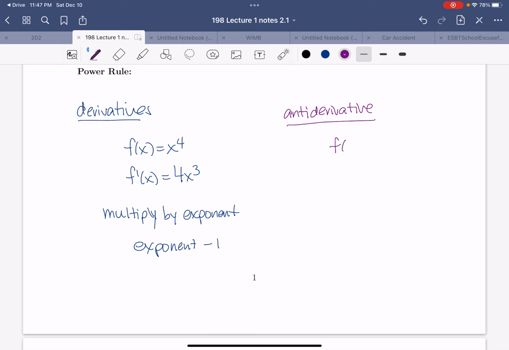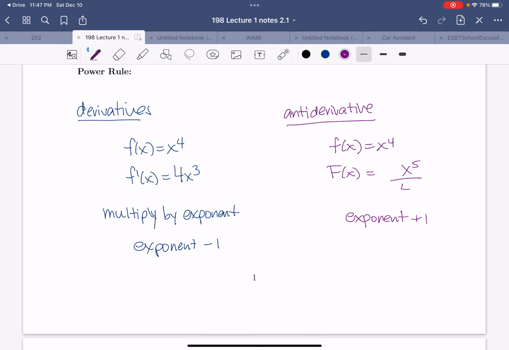So if f of x equals x to the fourth, to find the antiderivative, capital F, I'm going to have to add 1 to the exponent. My new exponent's going to be 5. So we take our exponent plus 1, and then we divide, which is the opposite of multiplying. The question is, do I divide by the 4 or the 5? Keep in mind that we can check the antiderivative by taking the derivative, because we should get back to where we started.